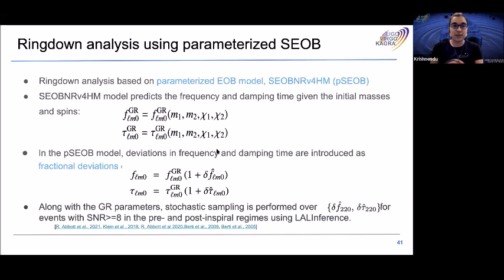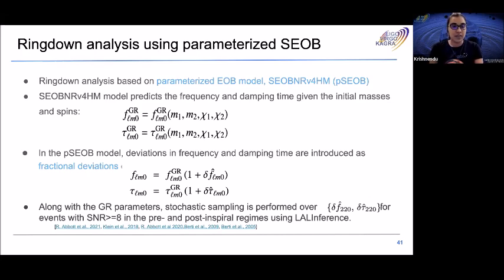So the second type of black hole spectroscopy analysis we do is based on the parameterized SEOB model. This analysis is based on the SEOBNRv4HM waveform model, and this model can predict the frequency and damping time given the initial masses and spins of the binary system. As I have shown in these equations, this f and tau represent the frequency and damping time respectively, in terms of the component masses and spins of the binary system.